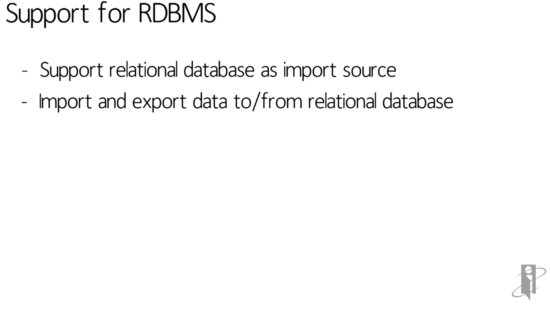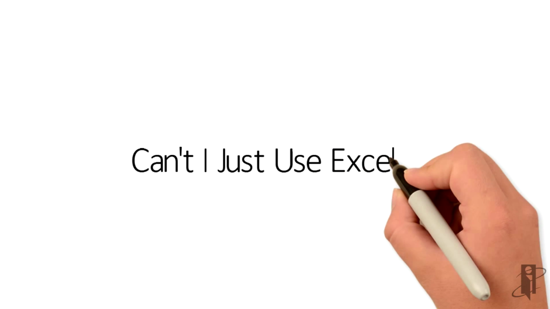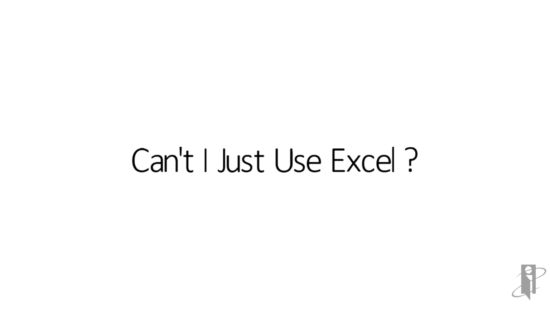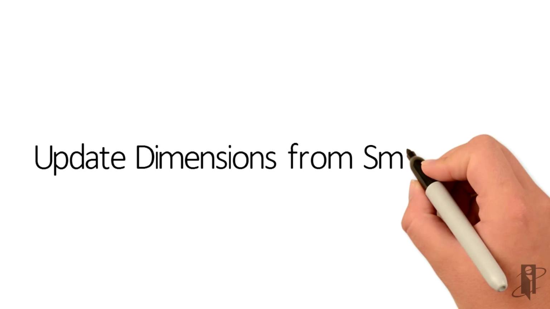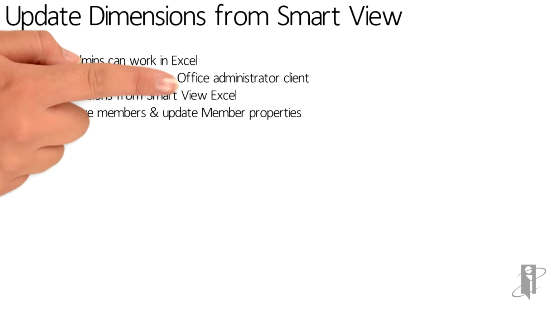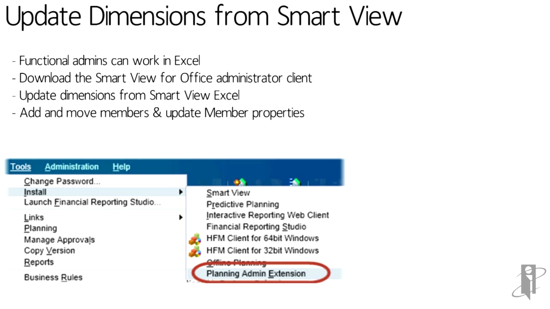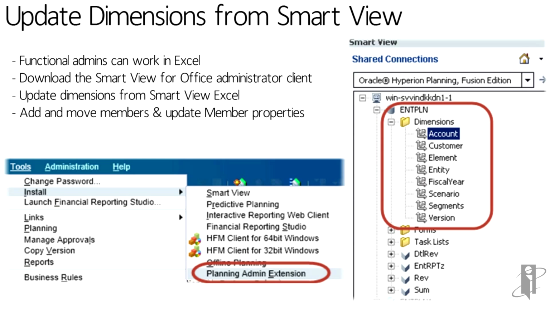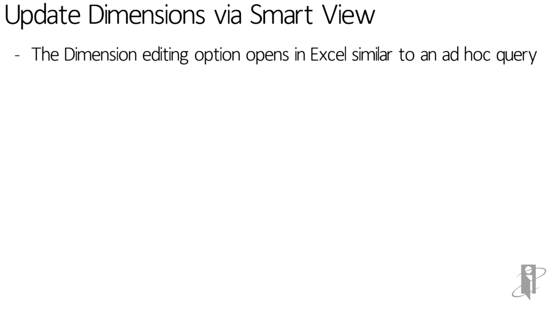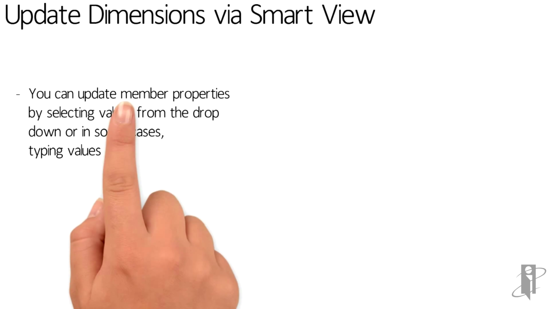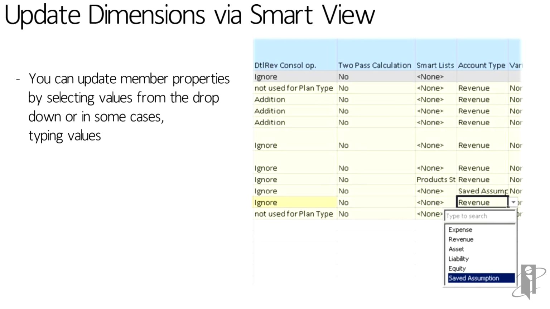Now, some of you may be saying, can I just use Excel? I like the Excel interface. I do everything else in Excel. And the answer is yes. You can, in recent versions, use SmartView. There's a planning administrator connection or extension that allows you to connect in and be able to see your dimensions in SmartView.